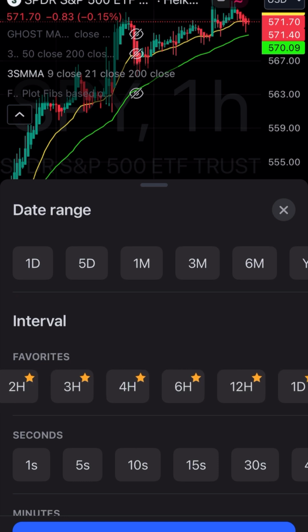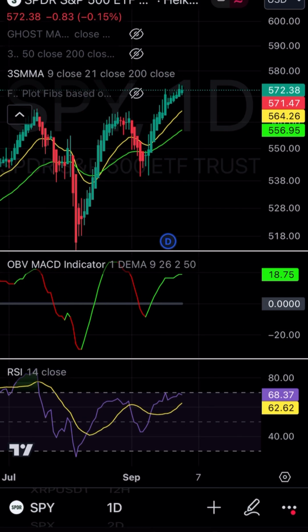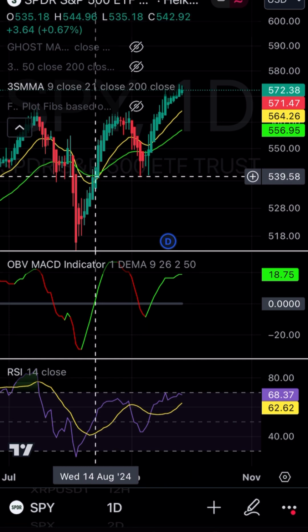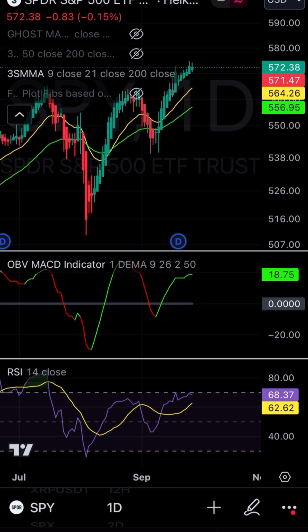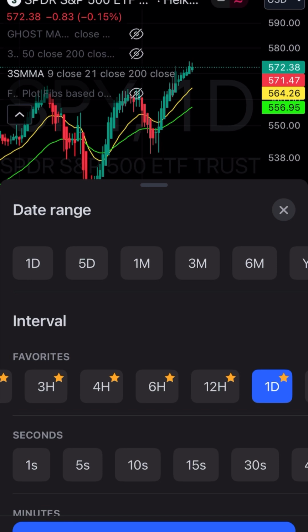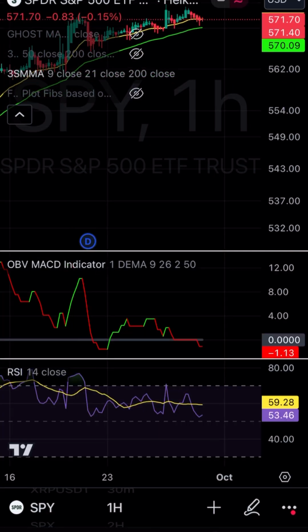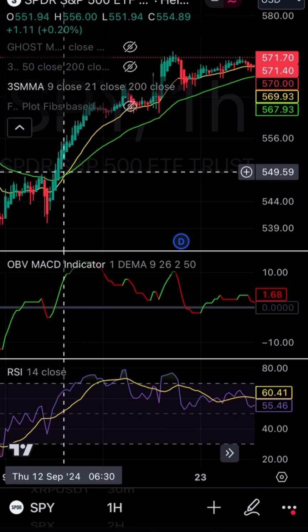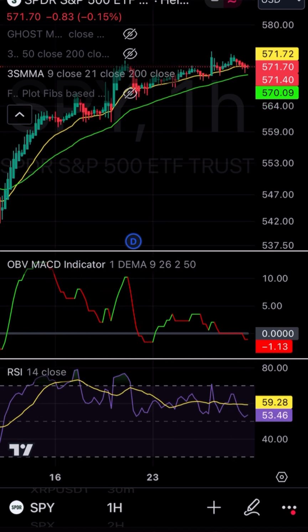So if we go here to the day, first we'll look at the day. And we'll see that it has crossed here since August 14th. So since August 14th, it's been going up. We can go down to the hour here, and we can see that it's been going up since September 12th right here. So that's the last time it crossed.